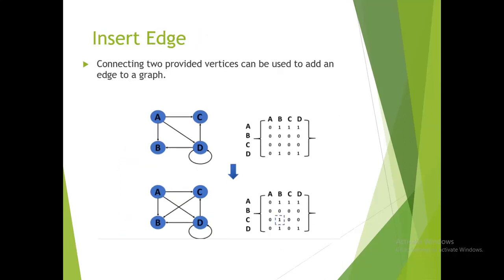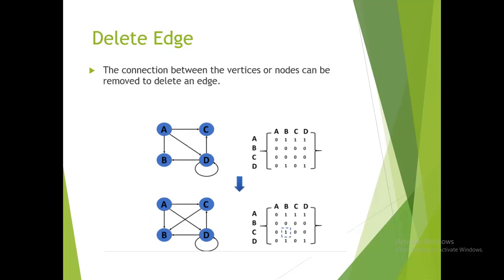Insert edge. Connecting two provided vertices can be used to add an edge to the graph. Delete edge. The connection between two vertices or nodes can be removed to delete an edge.